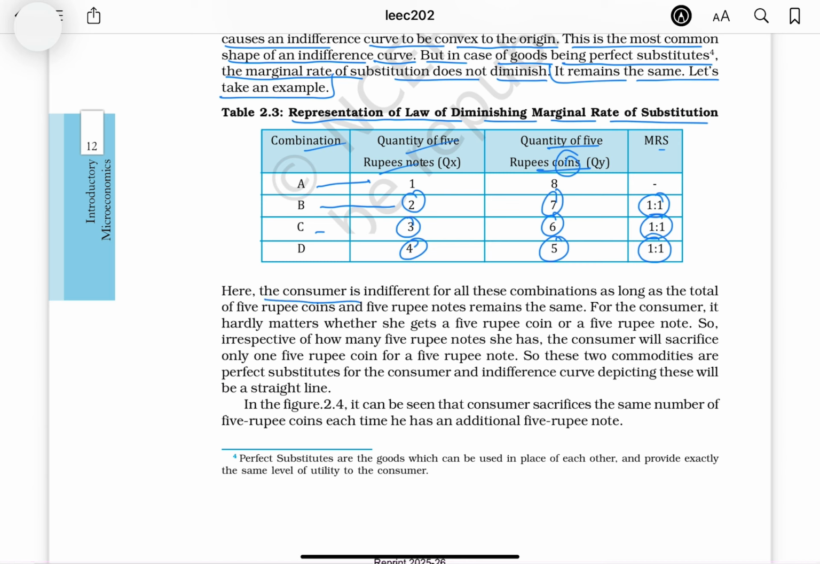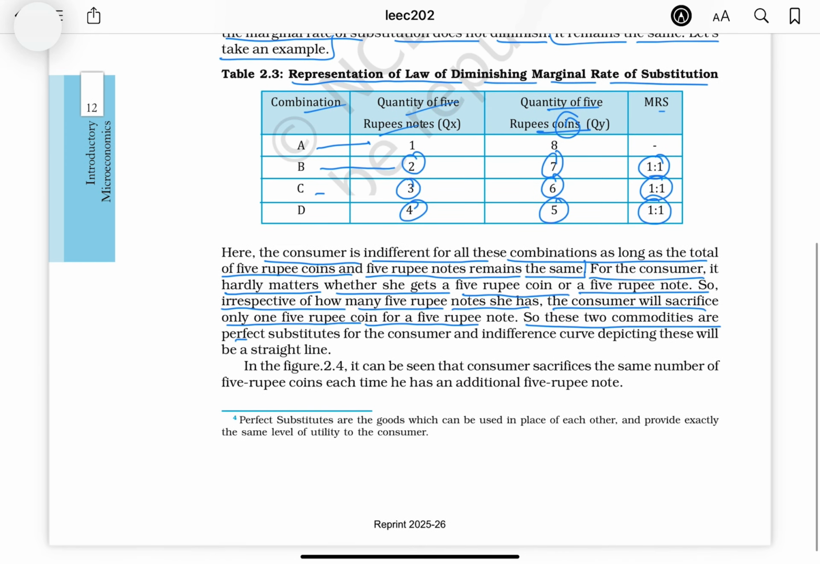Here the consumer is indifferent for all these combinations as long as the total of 5 rupee coins and 5 rupee notes remains the same. For the consumer, it hardly matters whether she gets a 5 rupee coin or a 5 rupee note. So, irrespective of how many 5 rupee notes she has, the consumer will sacrifice only one 5 rupee coin for a 5 rupee note. So, these two commodities are perfect substitutes for the consumer, and the indifference curve depicting these will be a straight line.